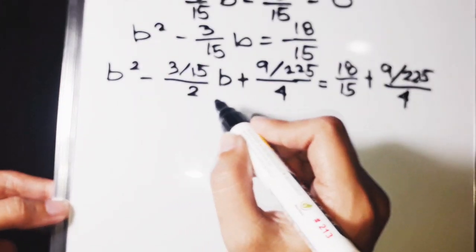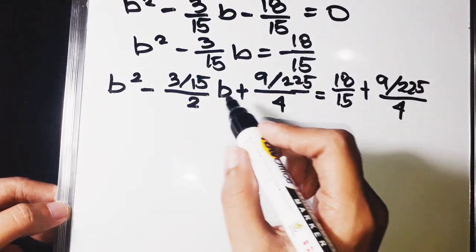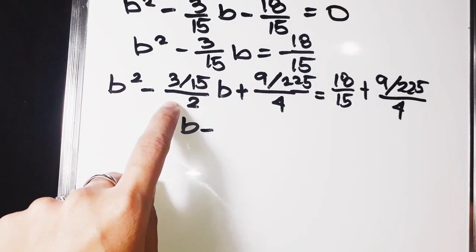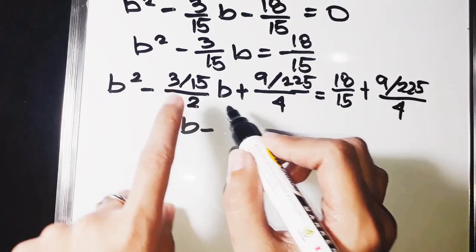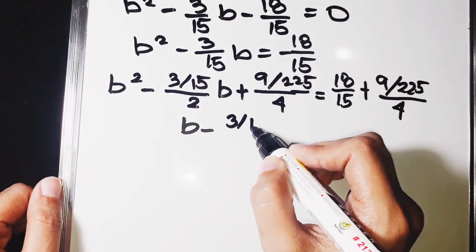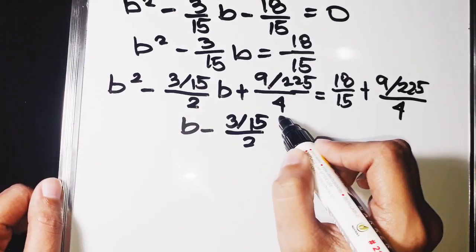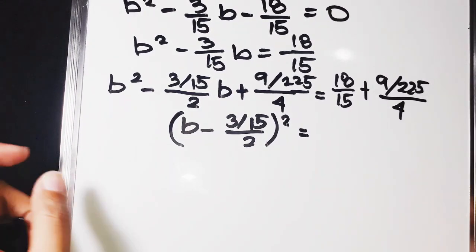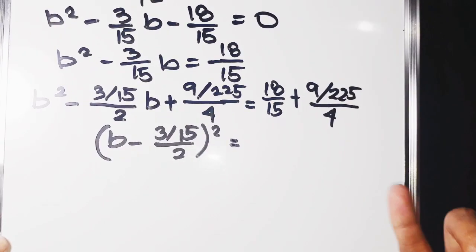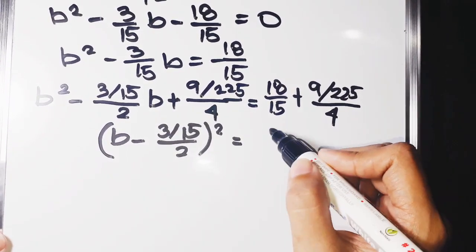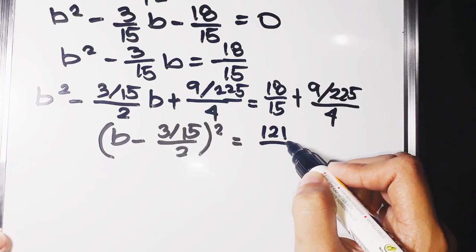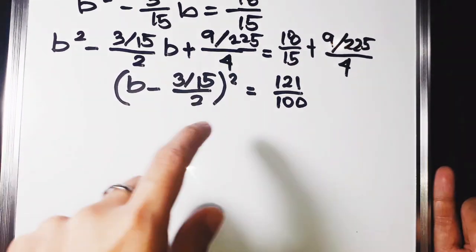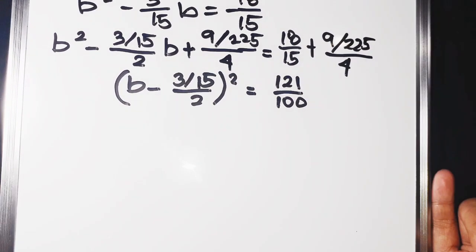And next is to transform it into a binomial, that's b minus, then here's the trick. Just copy the value in the second term, 3 over 15 divided by 2, close it with a parenthesis and raise it to the power of 2, is equal to, input this on your calculator, and you shall have 121 over 100.